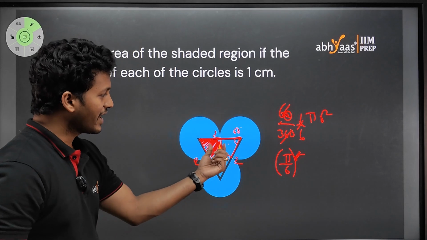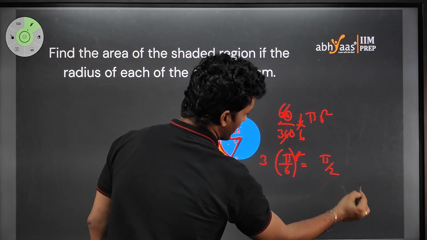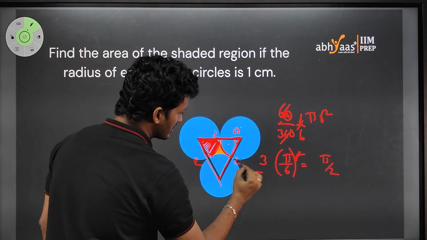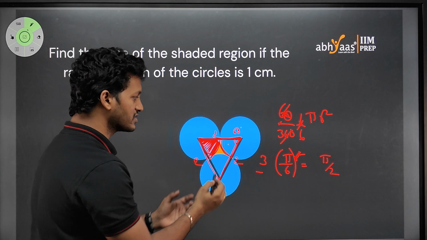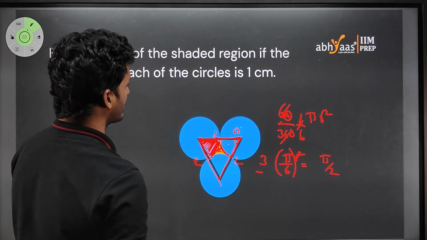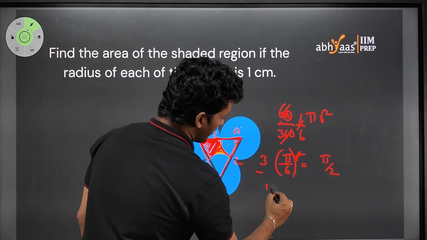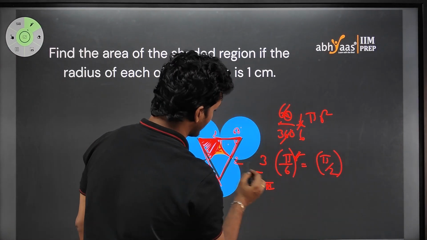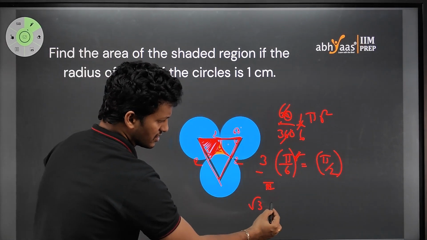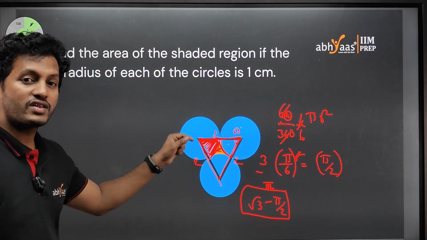How many sectors are there in that? There are 3. That means the area is pi by 2. So the whole area of this triangle minus the area of the blue region will give us the shaded region. Here the shaded region means the middle part. Actually I changed the colors, that's why it looks this way. So pi by 2 will be less, because the area of the triangle is more. So root 3, I think that's the answer. I think root 3 minus pi by 2 will be the area of the shaded region.